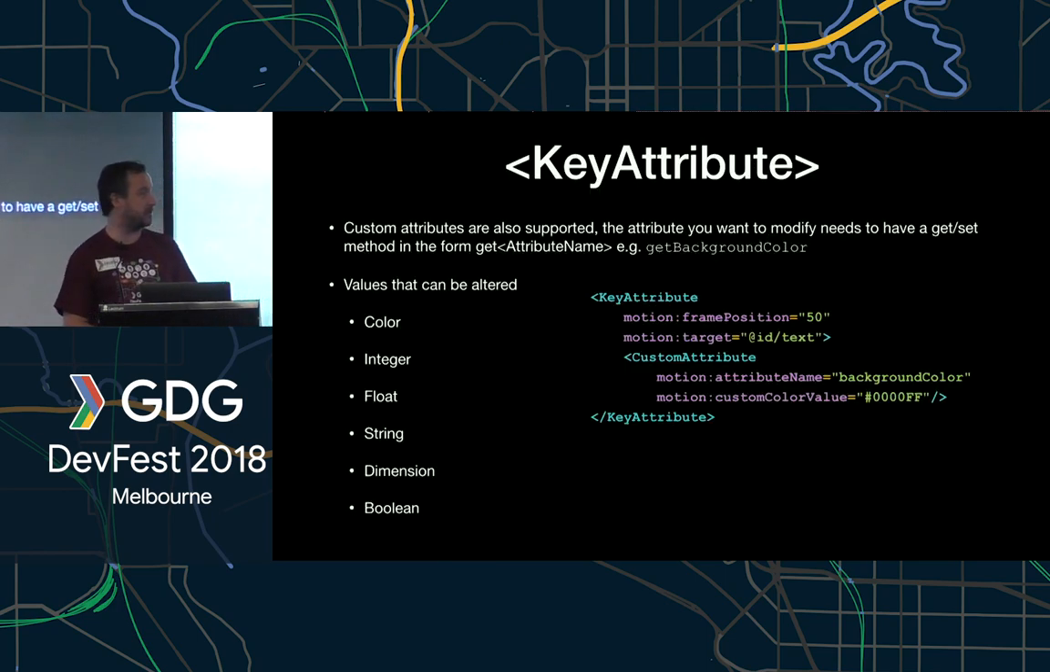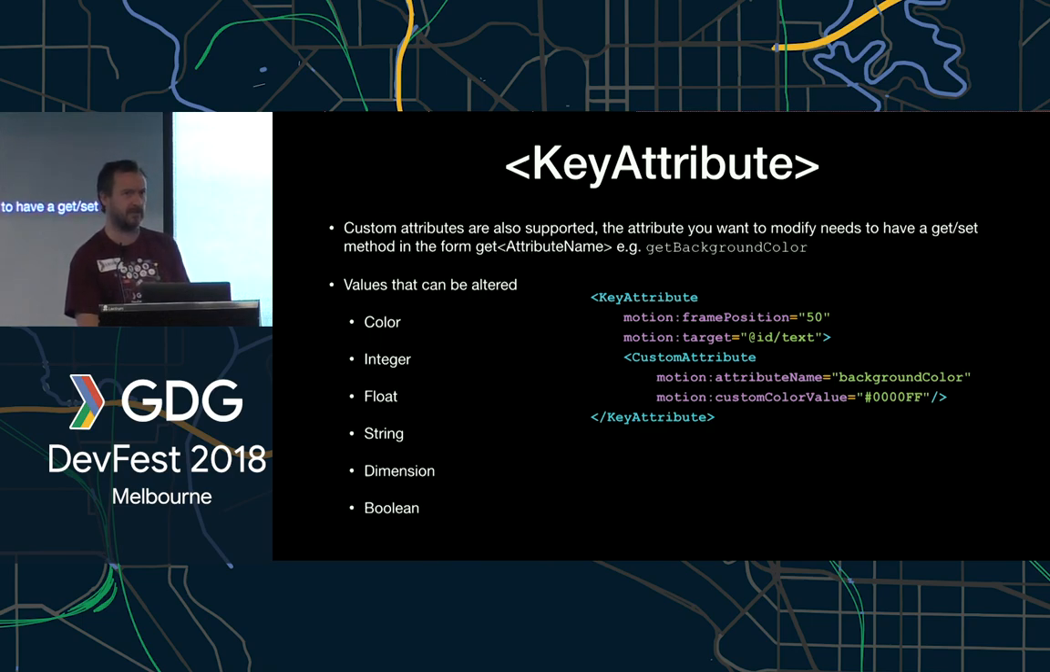Key attributes also let you change custom attributes. So obviously visibility and stuff might be the ones you use on a regular basis, but you can create any custom attribute on your widget if you want. It just has to follow the getter-setter pattern, a get method and a set method for the attribute you want to change. In this example, we've got background color, but you can change integers, padding, floats, you can change strings, although strings is a bit of a weird one.